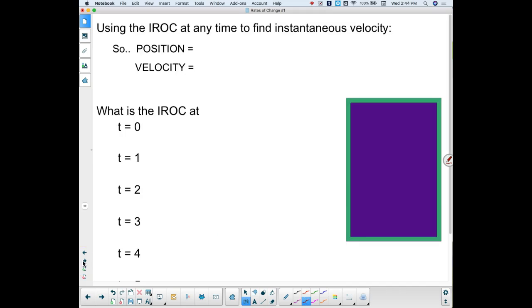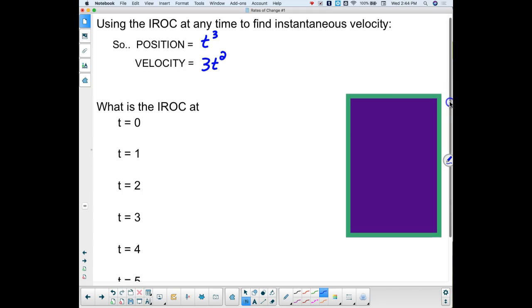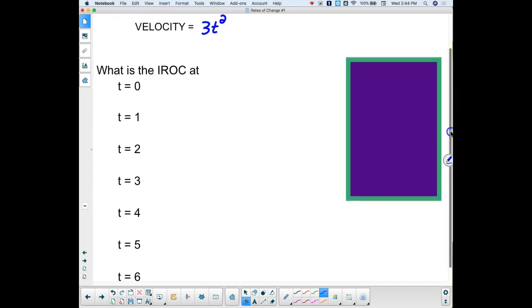So my position function was t cubed. My velocity, my speed function, was 3t squared. Now if I ask what's the IROC at all of these different times, you should be able to very quickly calculate those. So the speed at 0 is 0. The speed at 1 is 3.